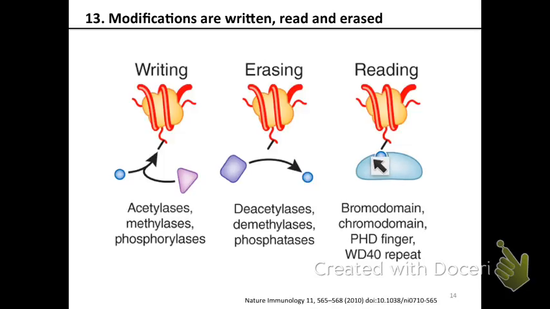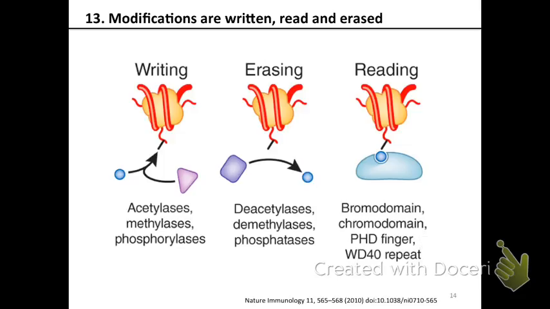And these types of methyl reading domains could be a PHD finger or a chromodomain. And this protein is going to bind to these nucleosomes, right? These proteins are called the readers, and that's how the information is read. The information is read through protein domains. Bromodomains read acetyl groups. Chromodomains and PHD fingers read methyl groups, as well as WD40 repeats.